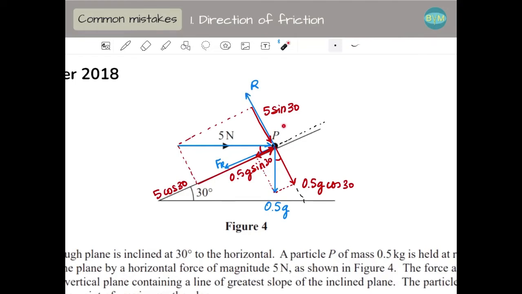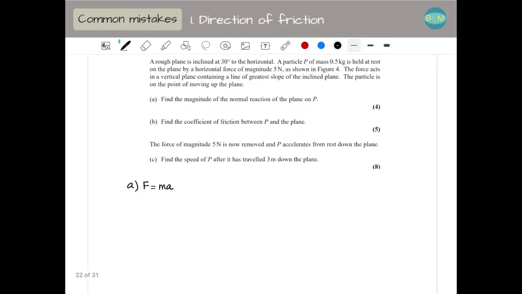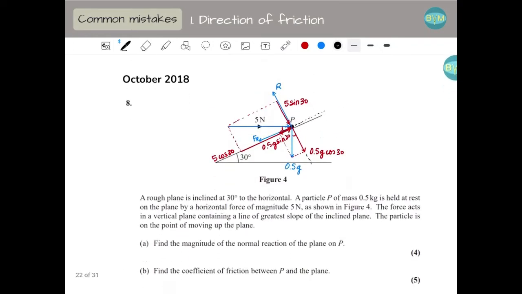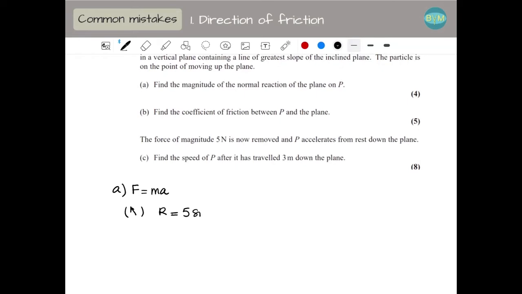Because I don't have acceleration in this direction, the forces will be, for A, if I apply force equals mass times acceleration, and I know the acceleration is 0. If I resolve perpendicular to the slope, the normal reaction, which is pointing in one direction, is going to be the sum of the other two pointing in the other direction, which is 5 sine of 30 plus 0.5 g cos of 30.